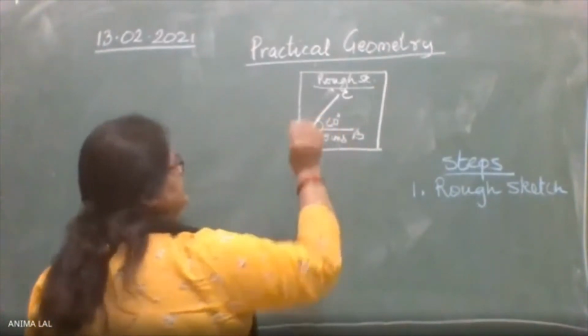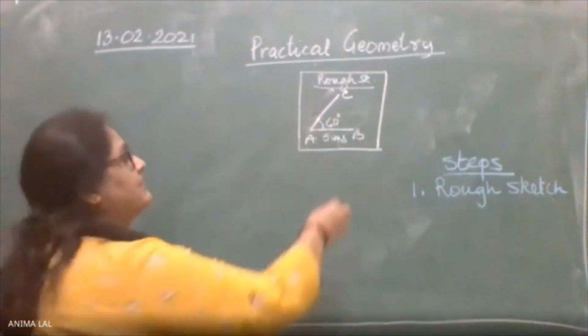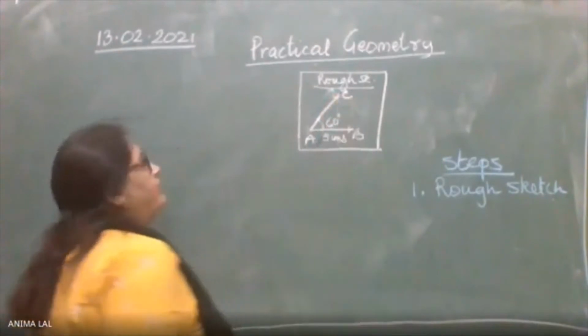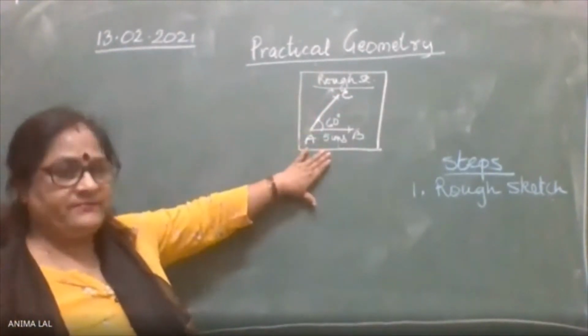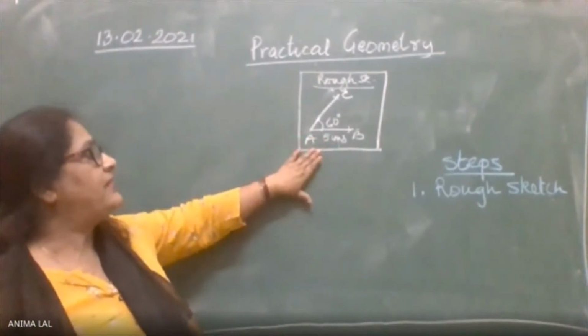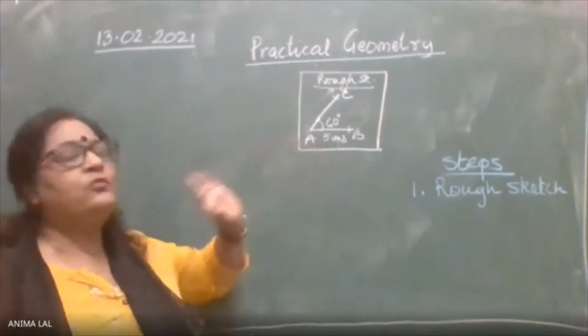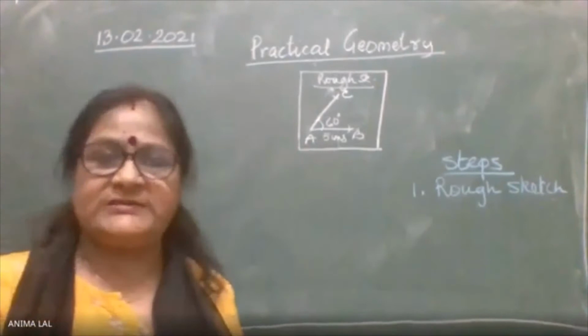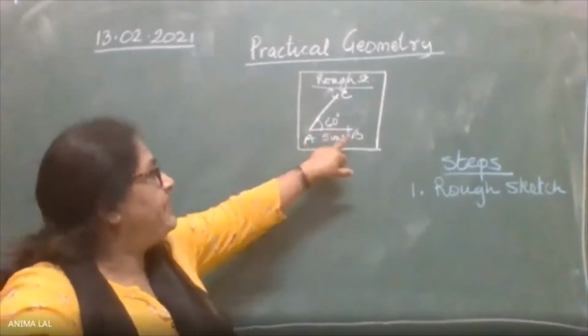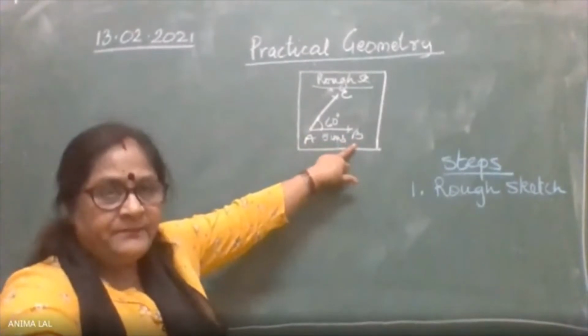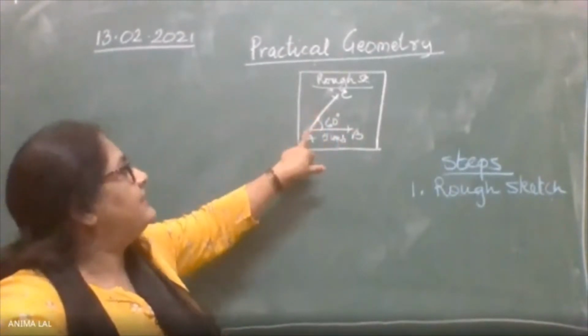All the markings must be placed on the figure. So once we write this, we will know what your angle looks like. Your angle is in which the baseline is AB and the angle is at A, which is 60 degrees.